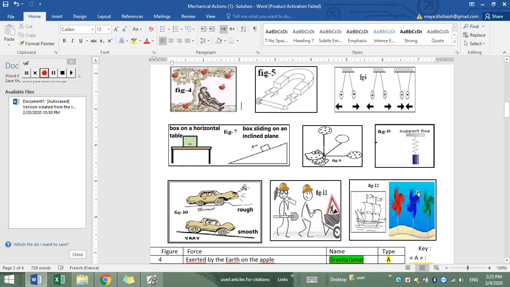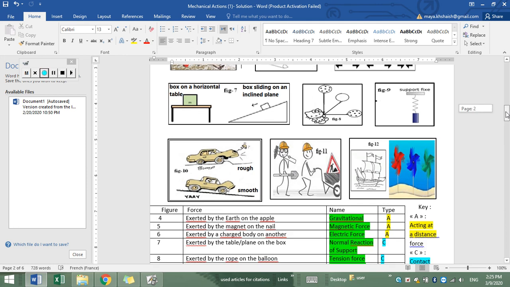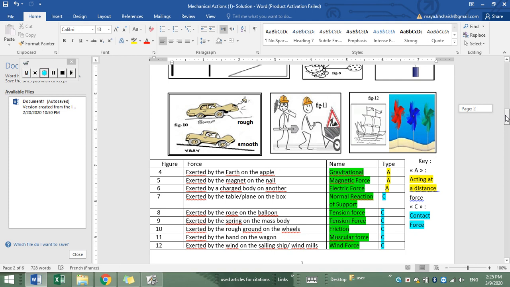So, what prevents this mass body here from falling down to the ground is the tension force exerted by the spring on the mass body. It's always along the spring, and in this case it is upward, and we are going to discuss it and represent it later on while discussing this sheet. So now we have three forces acting at a distance: the gravitational, magnetic, and electric, and two contact forces: normal reaction of support and the tension force.